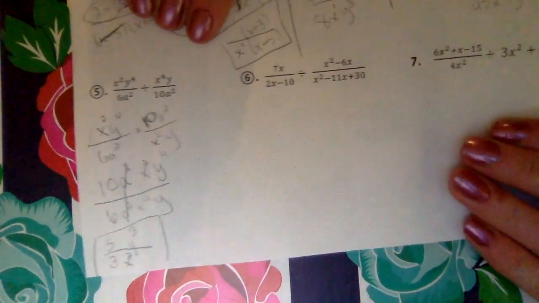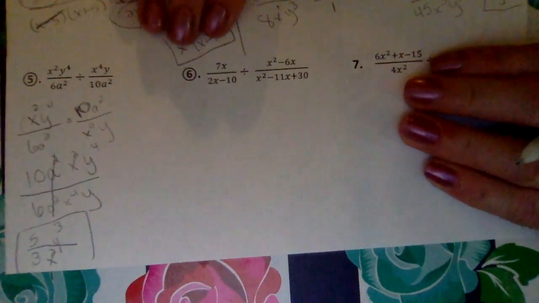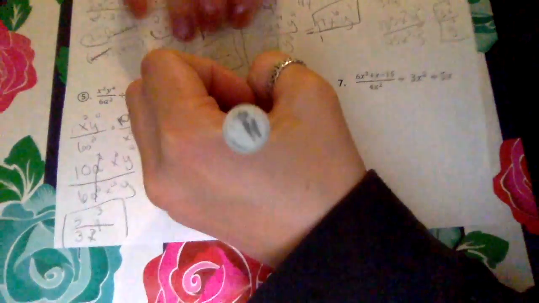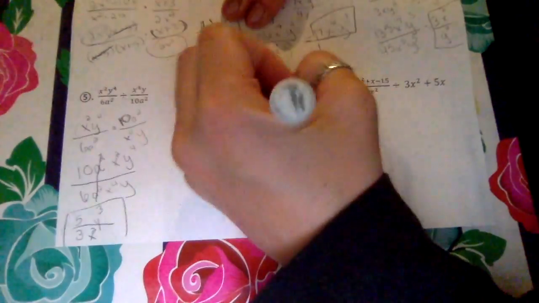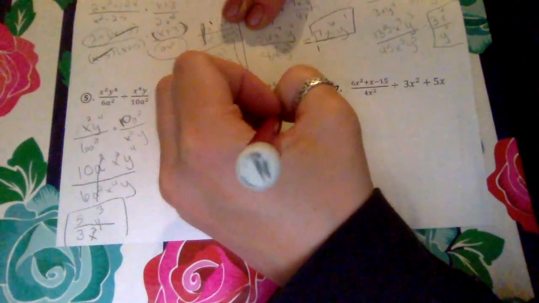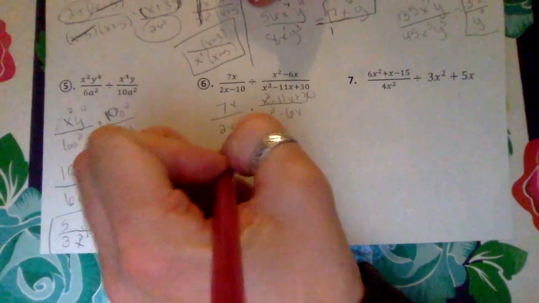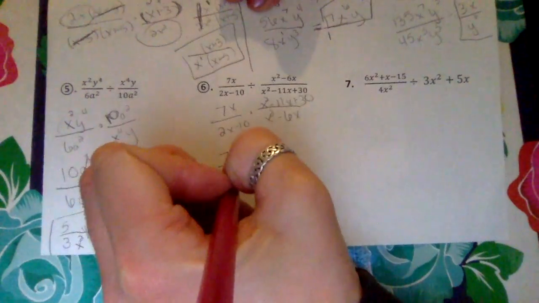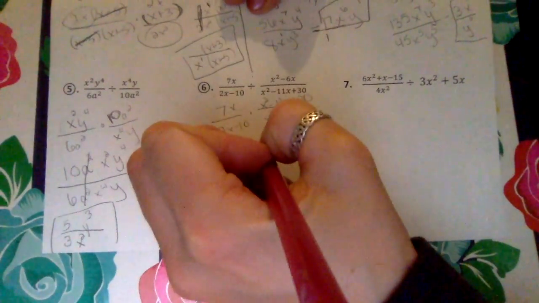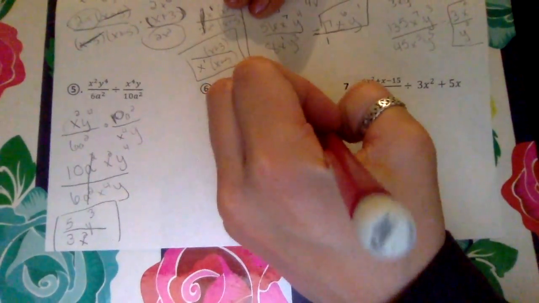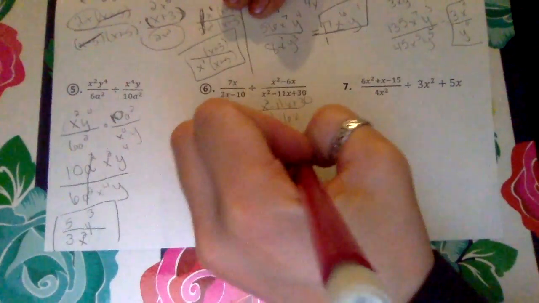Okay, now the next one, we're back to seeing addition and subtraction, so we know this is going to be a factoring one. So first I'm going to keep, change, flip. Okay, now I'm going to factor everything, so 7x, nothing happens with that. The bottom, all I can do is take out a GCF. The second fraction on top, factor that. And on the bottom, all I can do is a GCF.